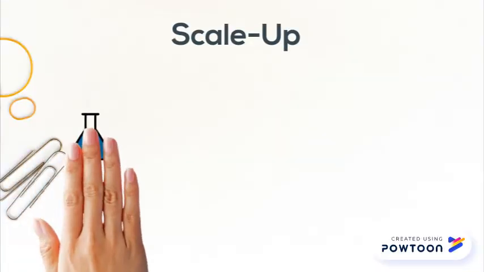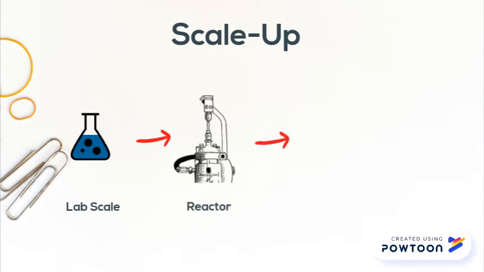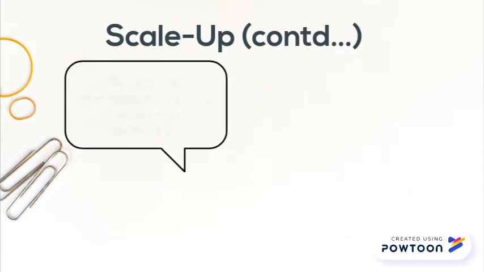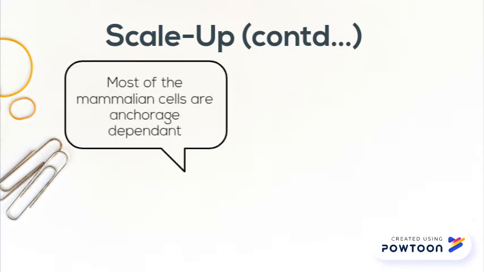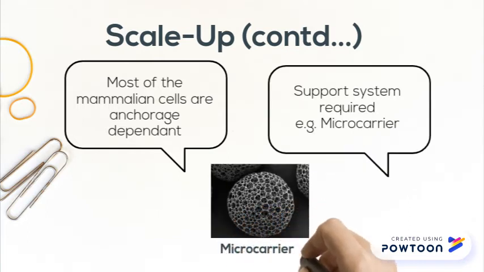In this part of the video, critical limitations associated with the design and scale-up of high-density cultures of mammalian cell bioprocessing will be discussed, along with the solutions to the associated problems. Firstly, many mammalian cells are anchorage-dependent, including the most used cell lines for monoclonal antibody production, the Chinese hamster ovary cells. Unless the cells are modified for suspension culture growth, a form of support system is required, such as microcarriers.